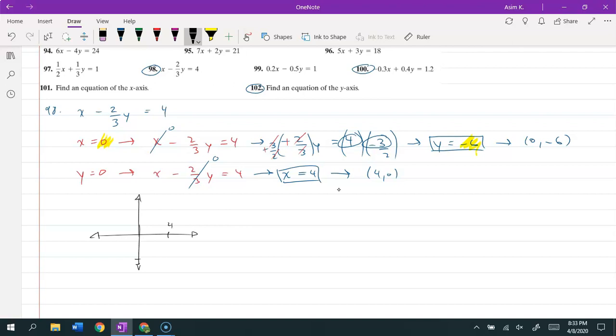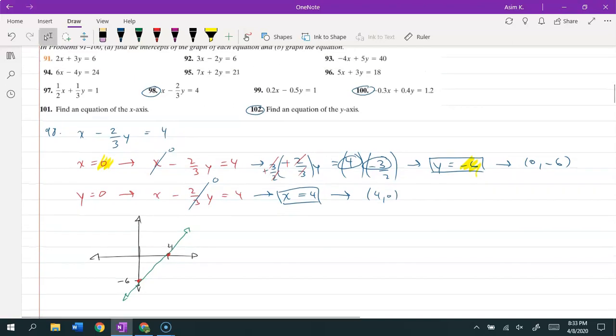So let's assume this is 4 and this is negative 6, not necessarily drawn to scale. And we're going to make dots, coordinates, at both of those points right there. And then we're going to make a line that goes up this way. And so once again, we have completed this exercise. Okay, so it's very handy to use the intercept method, especially when things look like they're in the standard form.